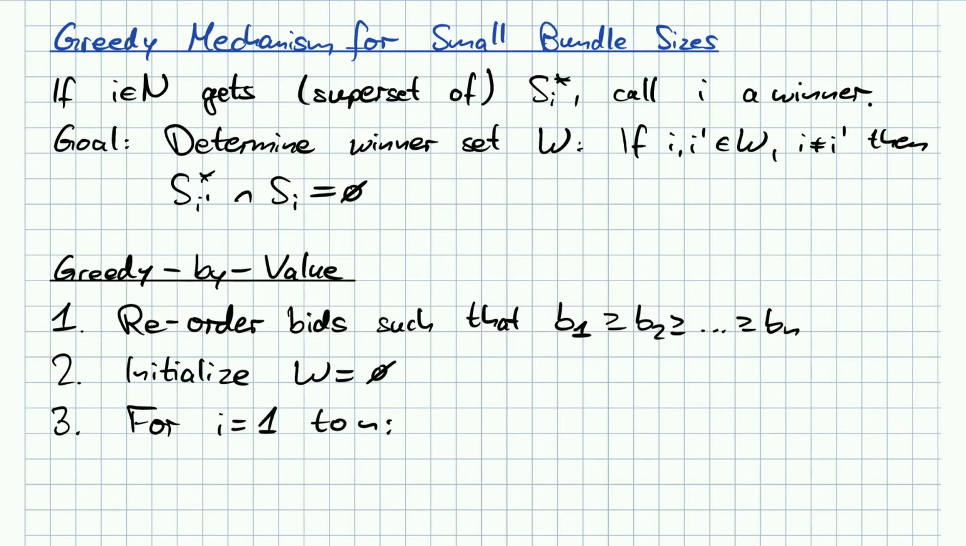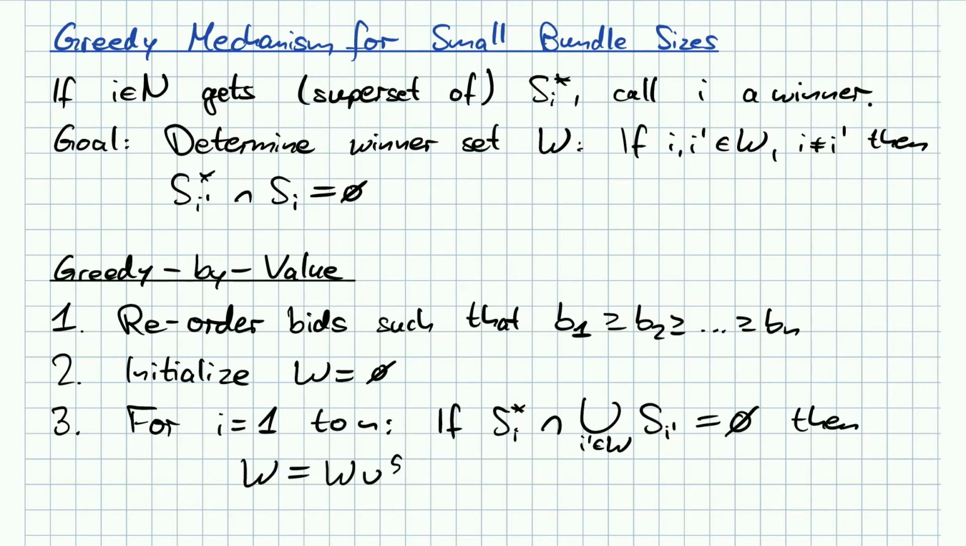we now consider the bidders by increasing index after ordering, and we say that if the bundle of this bidder we're currently considering is disjoint with all bundles that we've seen so far and accepted, then this bidder will become a winner as well.